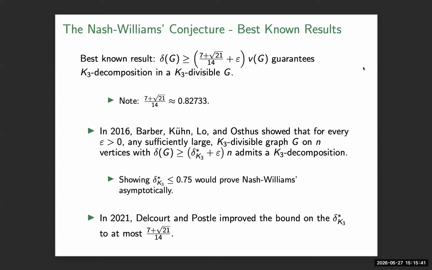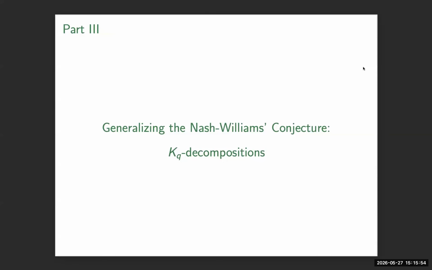Then, in 2021, Delcourt and Postle improved the bound on that fractional threshold to the rational you see here. Okay, so that's the state of the art on the Nash-Williams conjecture. It's not totally done yet, but the ball is rolling, right? So now it's time to talk about generalizing the Nash-Williams conjecture, first to KQ decompositions.